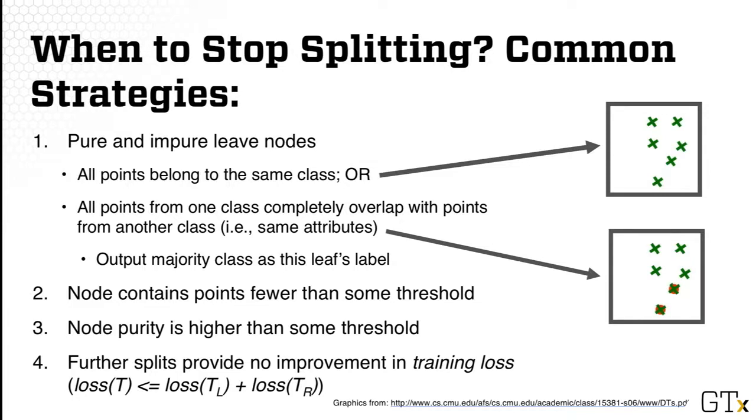You can also stop the splitting based on the number of points. So let's say if a node contains points fewer than a certain threshold, then you can also stop. Also, using the notion of purity, you can say as long as the node purity is higher than a certain threshold, you will stop. Another way is to look at the overall training loss in the tree that we built so far. So you can say if the overall training loss is still above a certain threshold, or it doesn't really improve, then you stop the splitting.